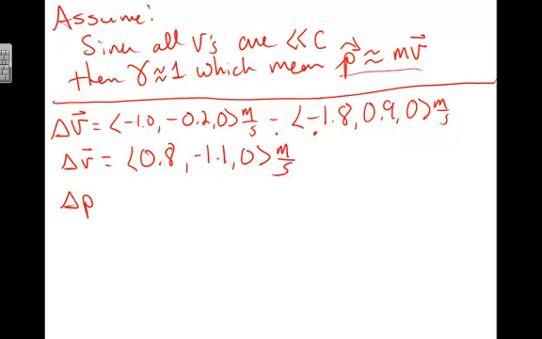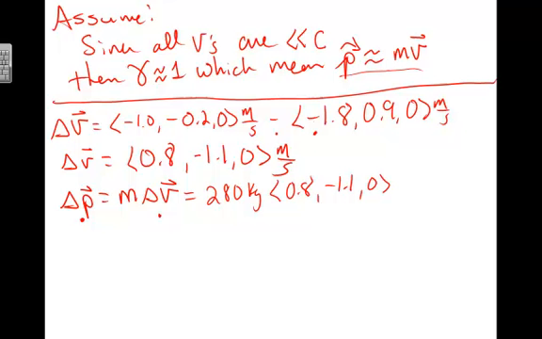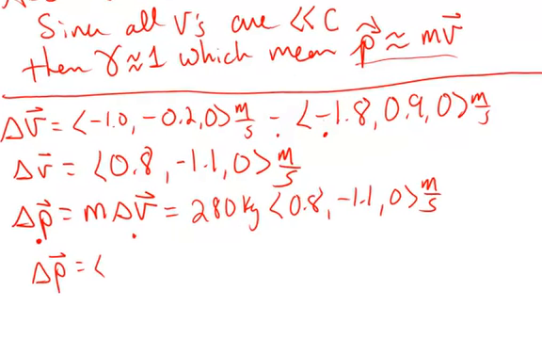So delta P is equal to m delta V. I've actually taken a little bit of a shortcut here because this P contains P final and P initial. This delta V contains V final and V initial. So I've actually kind of combined two equations into one to give me a little bit of a shortcut here. So we've got 280 kilograms times 0.8, comma -1.1, comma 0 meters per second. So delta P ends up, let me go to my calculator.